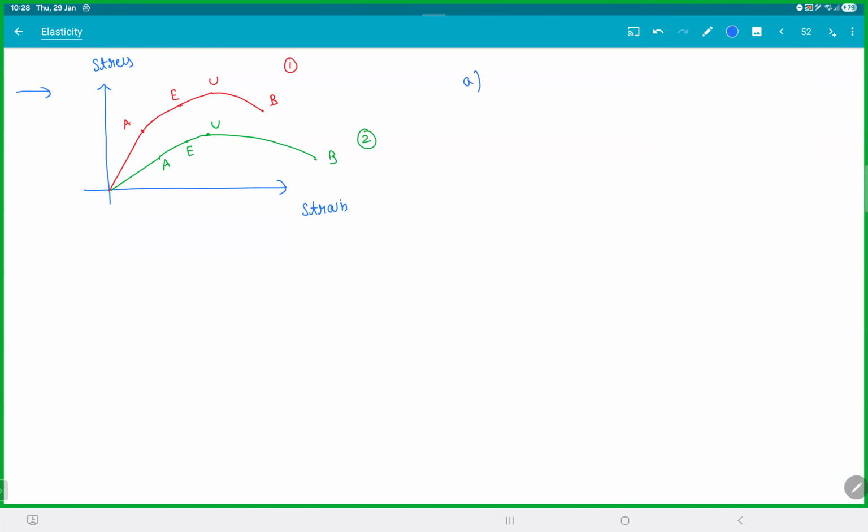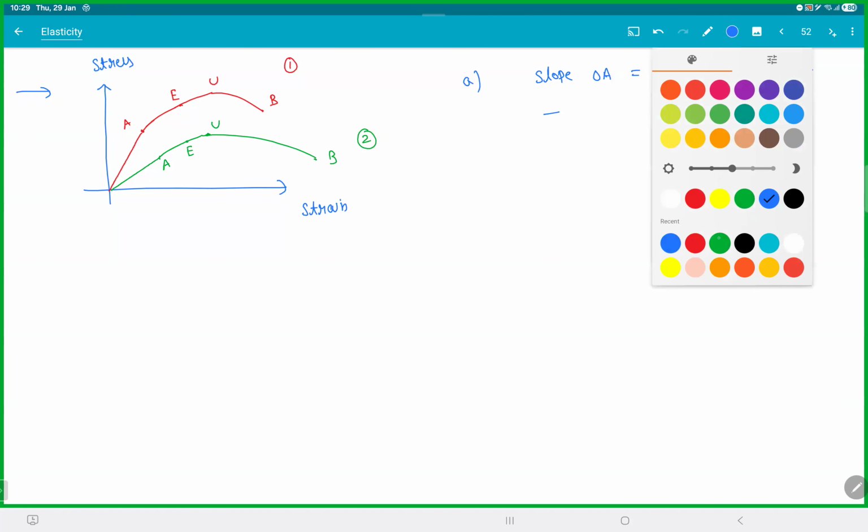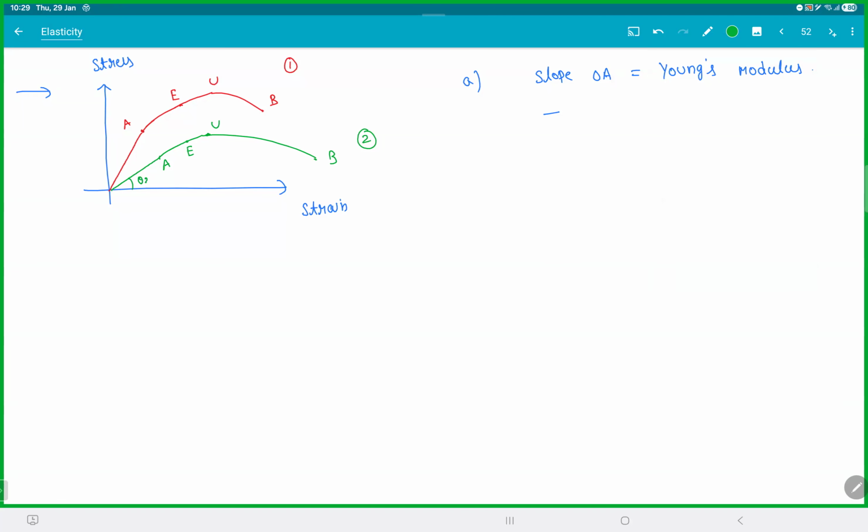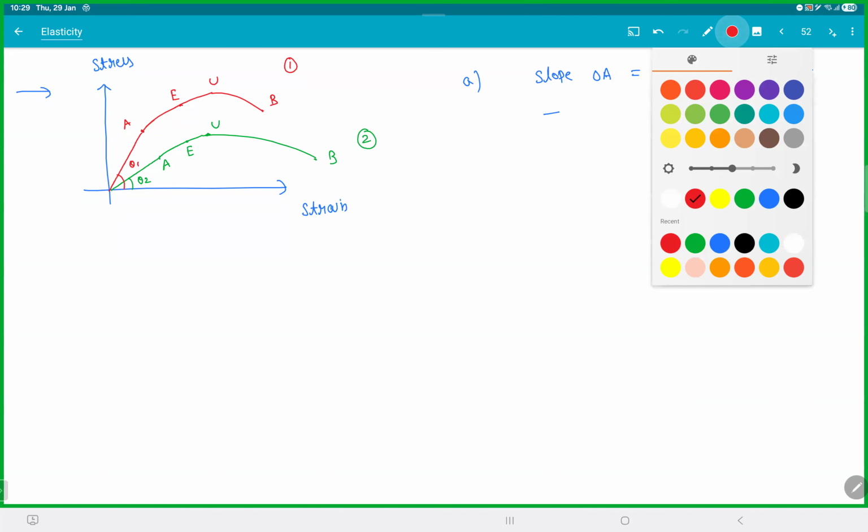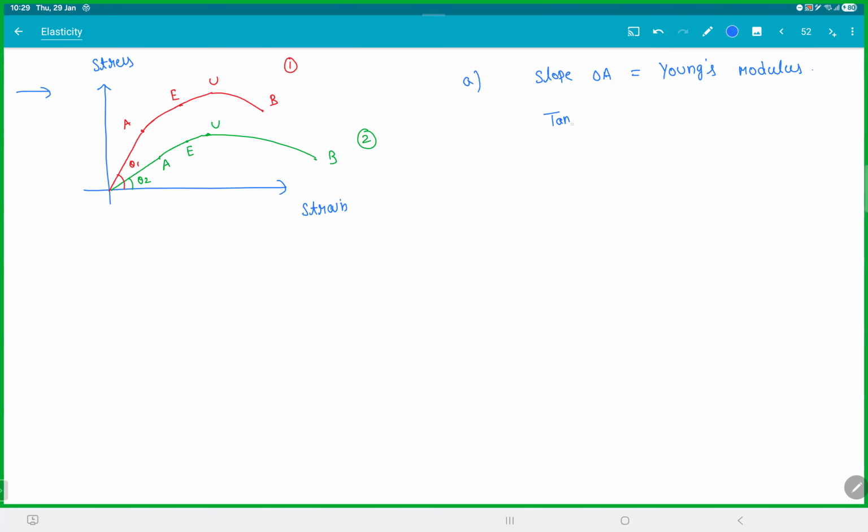Which material has a good Young's modulus? If you look at the line, slope OA is equal to Young's modulus. So the more the Young's modulus, the stronger your spring. If you take these angles here, theta 2 and theta 1, this is one question they can ask you. Tan theta 1 is greater than tan theta 2. Compare the Young's modulus. So material 1 will have more Young's modulus than Y2.